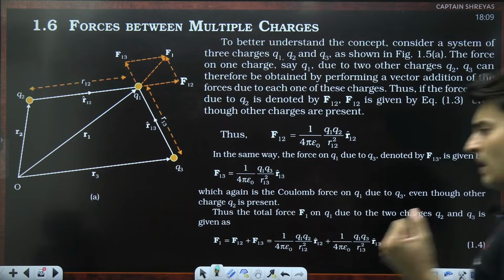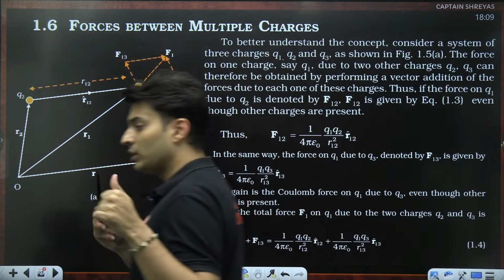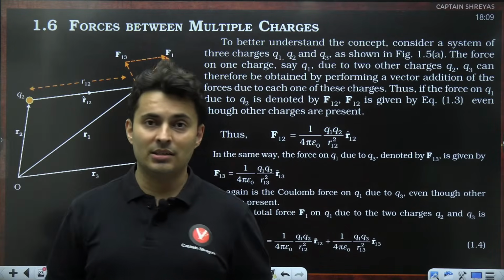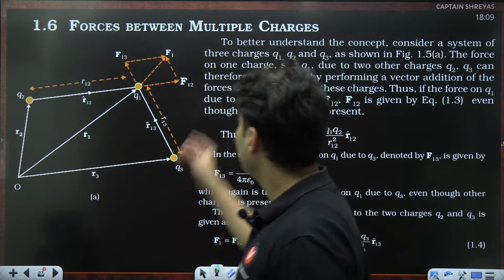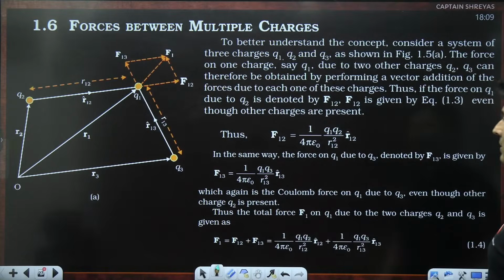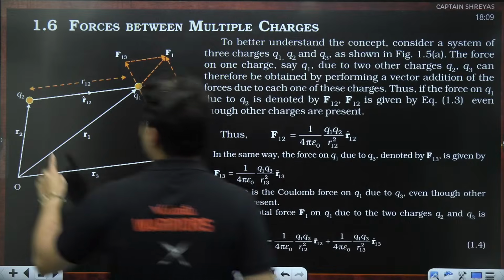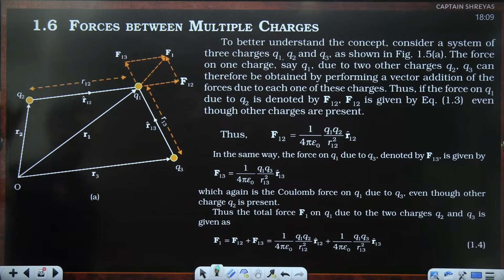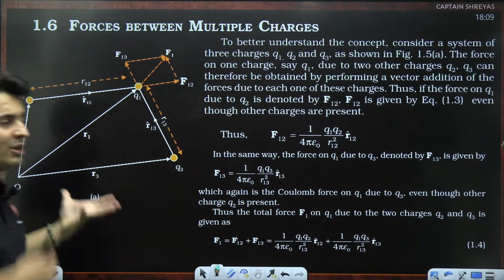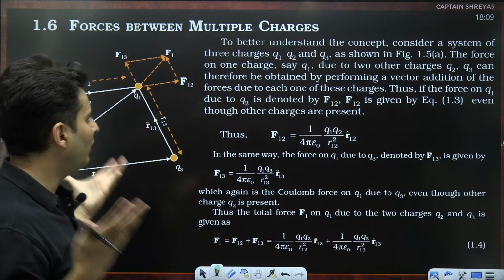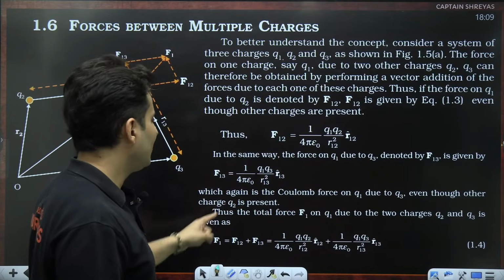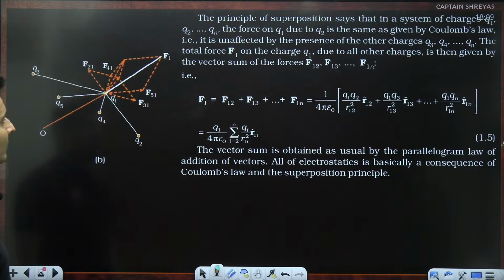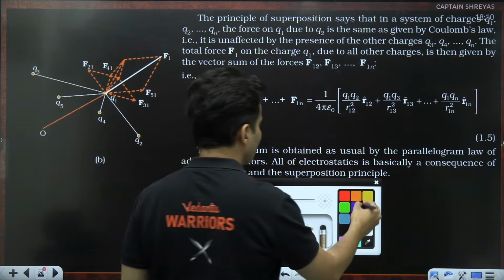Now, we studied how to find out the force between 2 point charges. What if there are more than two charges? 3, 4, 5, 6. That's when you use this particular principle. When there are more charges like Q1, Q2, Q3, Q4, Q5, etc. and there are many charges which will keep on repelling or attracting each other, to find the net force, what you do is basically you just add them vectorially. That's what it says. This is exactly the principle of superposition.